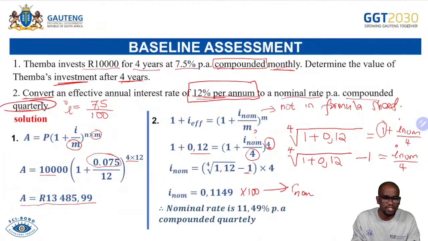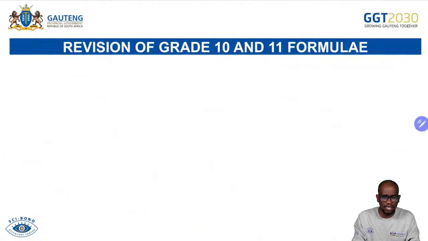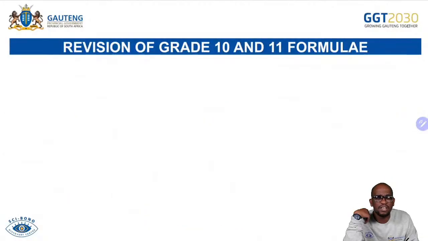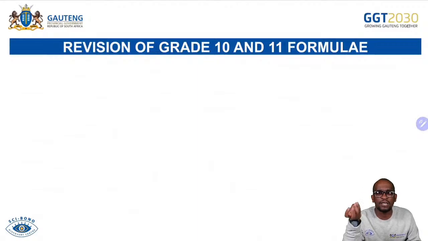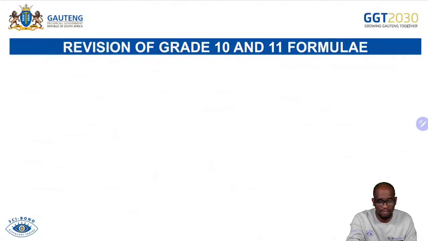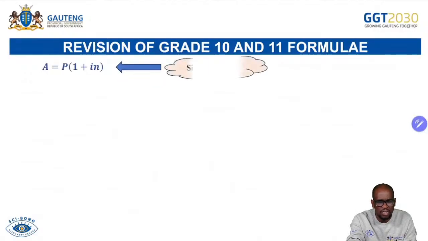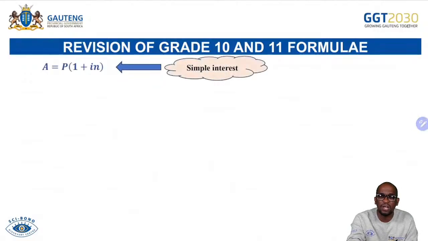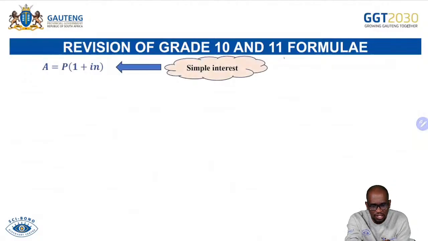Let's move on now and start our actual work. Revision of grade 10 and 11 formulae. It is necessary before we get to our actual work on annuities that we revise some of the formulae that you worked with in grade 10 and grade 11 as well. The first formula is for simple interest, which is linear.